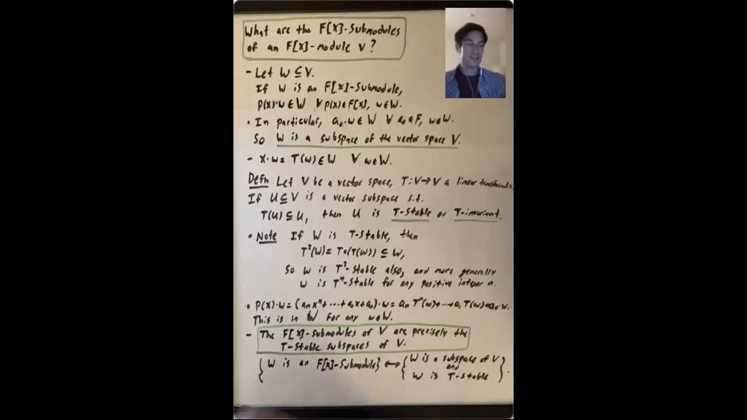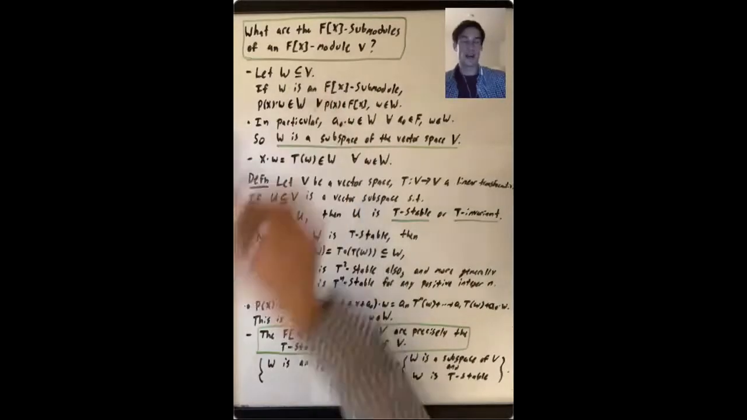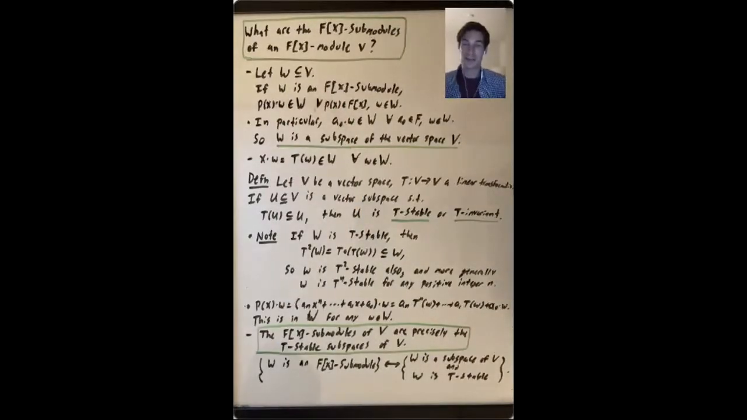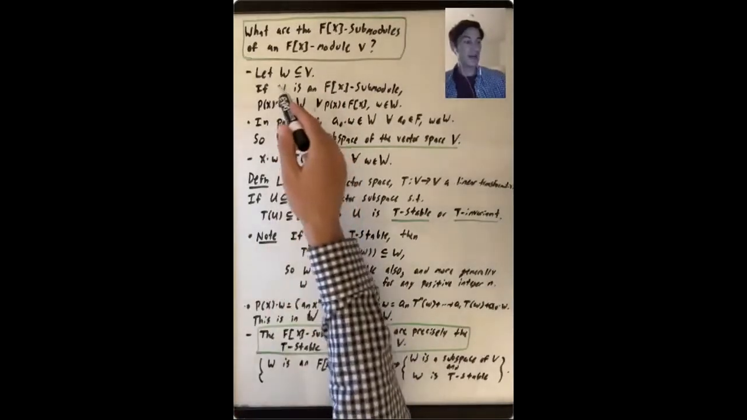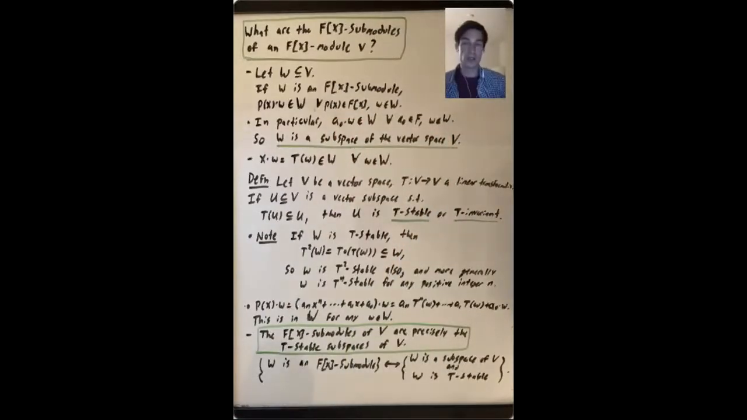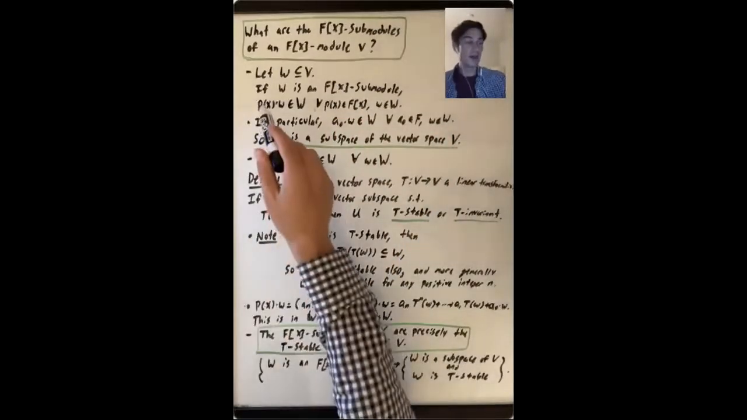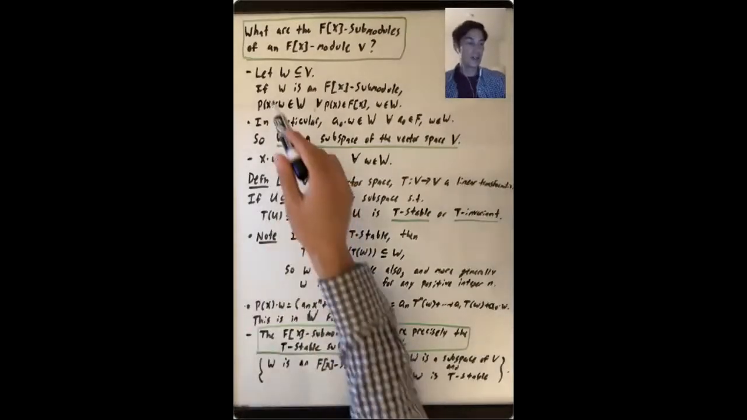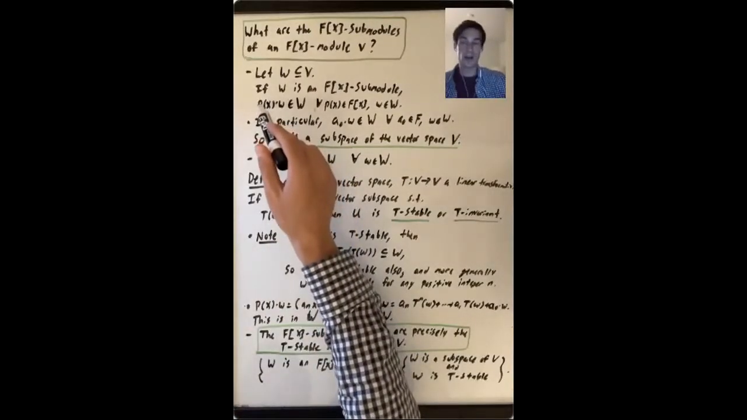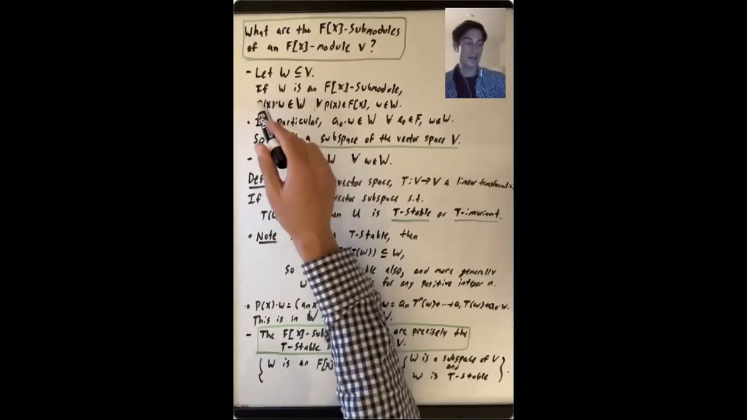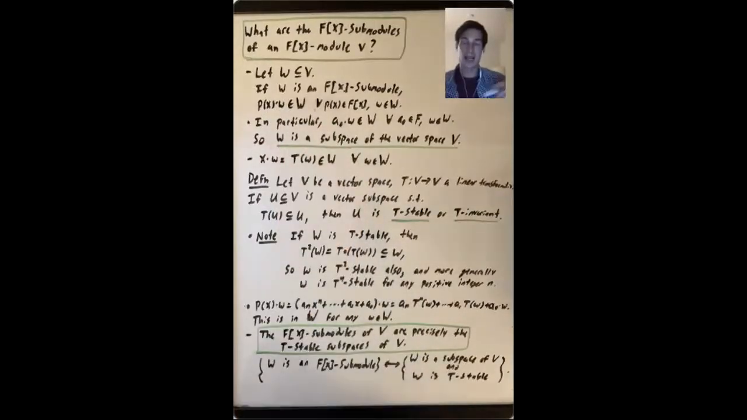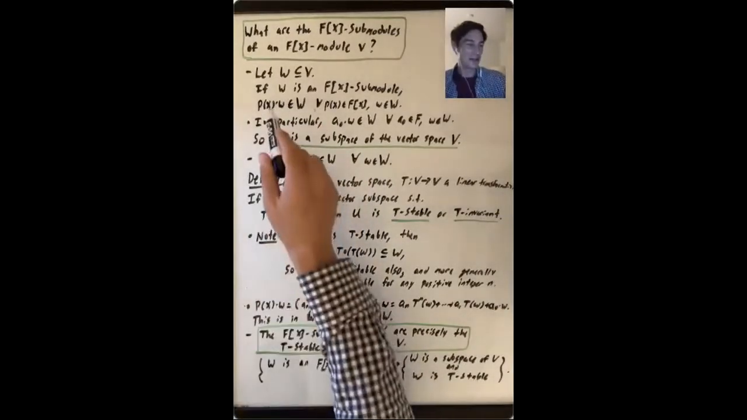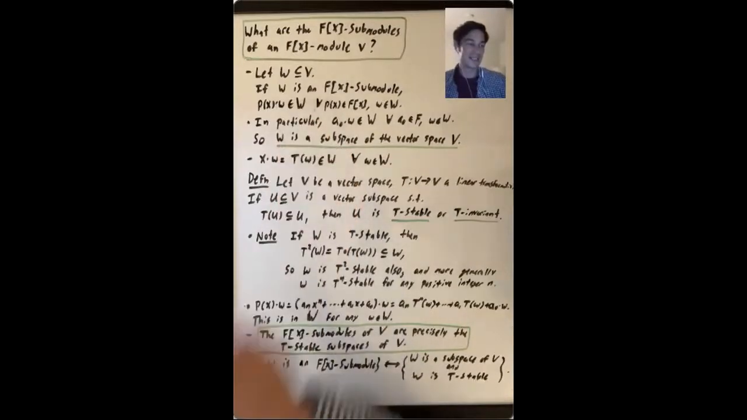Okay, so let's take a subset of your vector space, W, a subset of V. If W is an F[x] submodule, well, that means that it's closed under the action of F[x]. So that means that for any polynomial p(x) in F[x], p(x) dot w lands back in this subset W, where little w is an element of capital W.